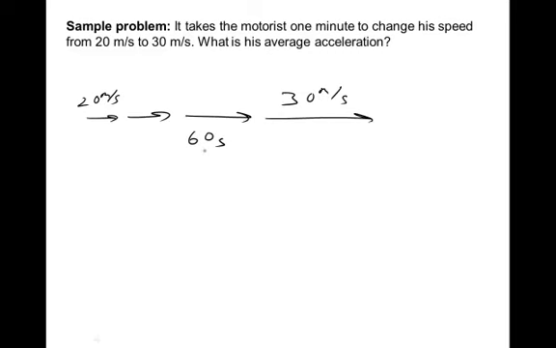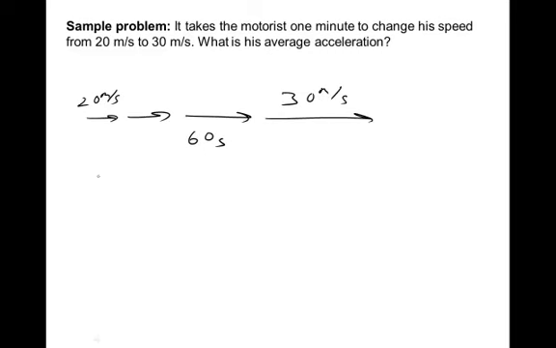Now for this next question, it says it takes a motorist 1 minute to change the speed from 20 meters per second to 30 meters per second. So 20 meters per second in the positive direction, and then speeding up to get to 30 meters per second, and that takes 1 minute or 60 seconds.